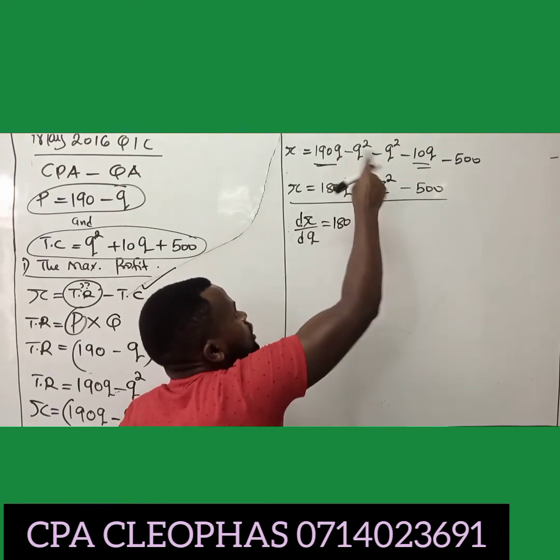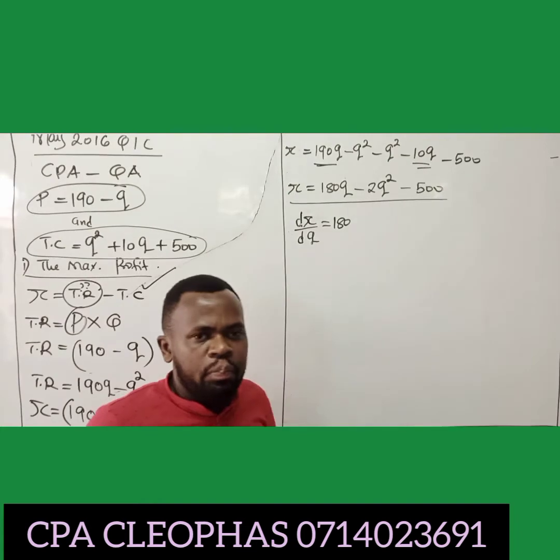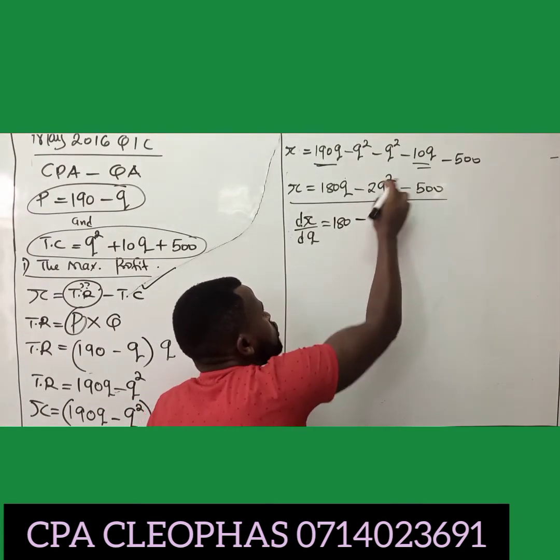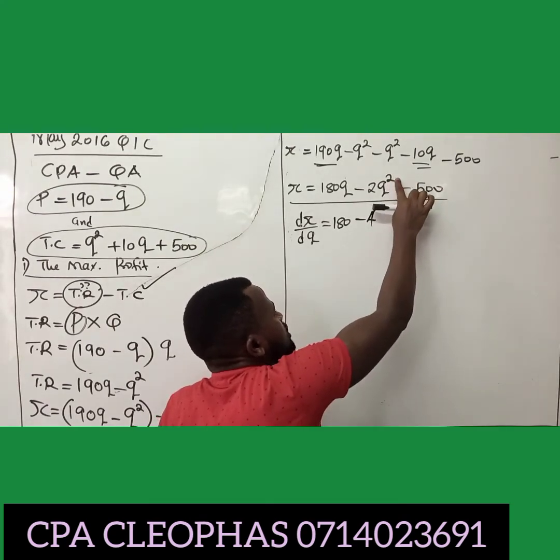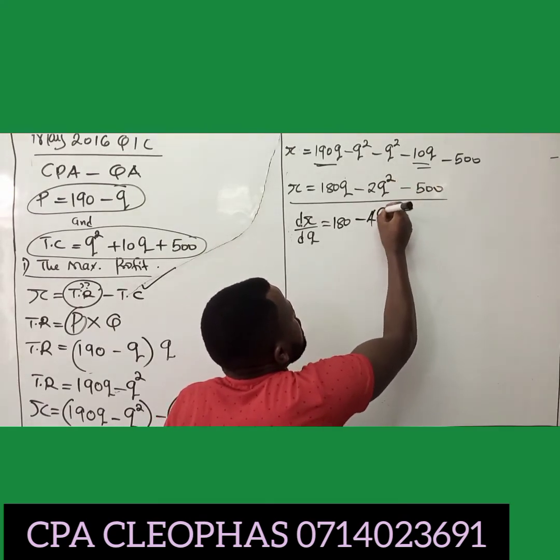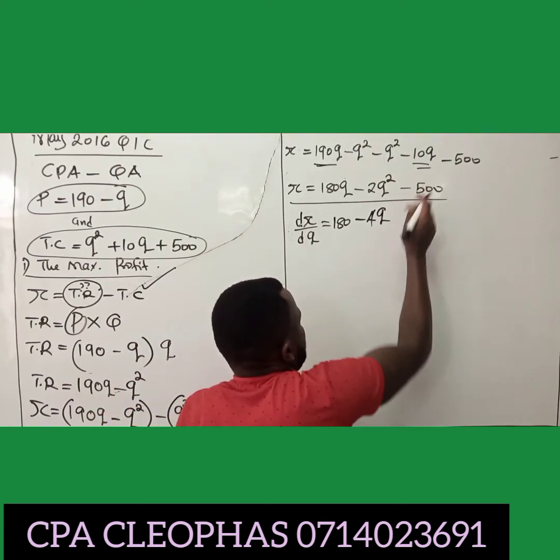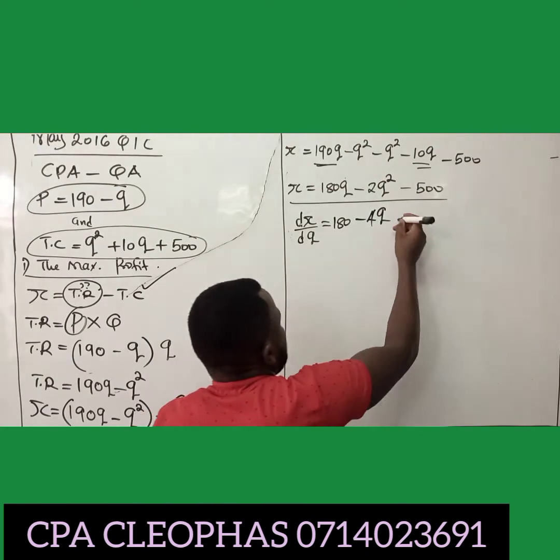So this Q now becomes 1, and 180 times 1 is 180. That's why the Q disappears. Then minus, sorry, 2 times 2 is 4. Reduce the power by 1. This was raised to power 2, so now it will be 4Q raised to power 1, because 2 minus 1 is equal to 1. We don't write the 1 here.